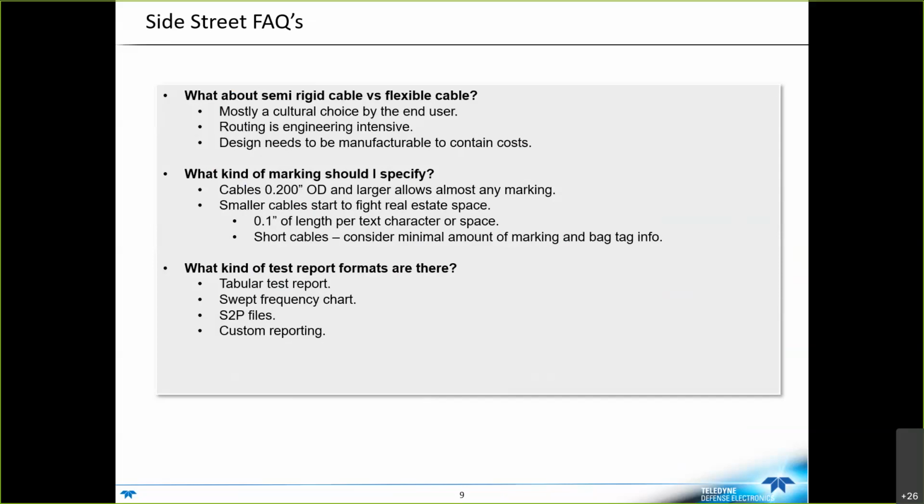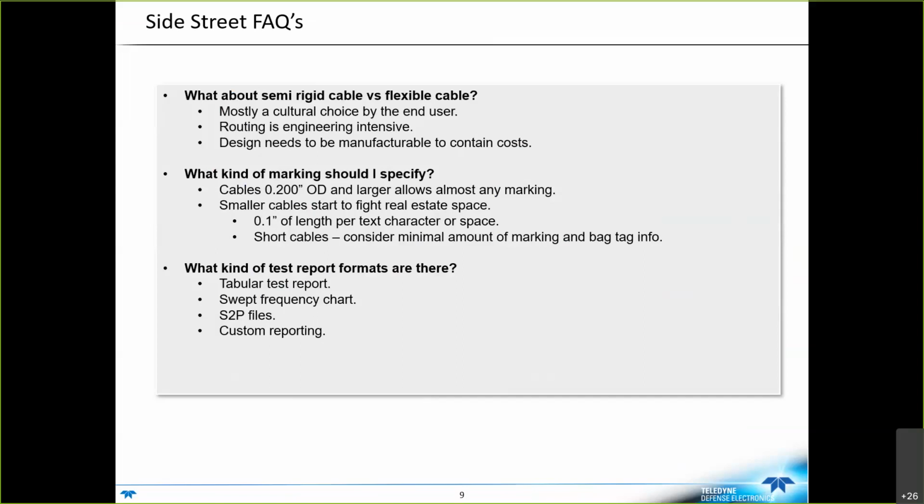The issue with marking is that once you get down to smaller cables, let's say about 100 thousandths and smaller, you really start fighting the real estate. Those cables tend to be pretty short, 6-inch cables, 4-inch cables, 8-inch, something that's down in the short length. And people really want to start putting a lot of information on it. Not only markers at each end pointing to where the cable is coming from and where it's going to, but a center marker that's listing the part number and a serial number and a lot code, date code, and several lines of information.